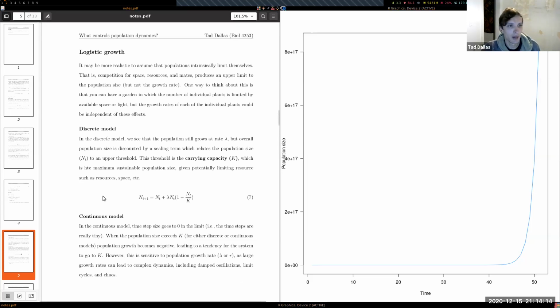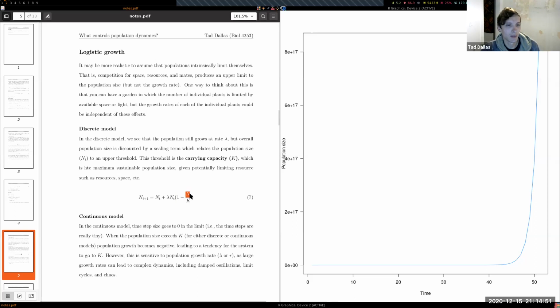And so we have the discrete model down here. We're still trying to explain the population size at time t+1. And it's still a function of the population size at t, but now it's in addition to the population growth rate lambda multiplied by the population size at time t, modified by this thing.